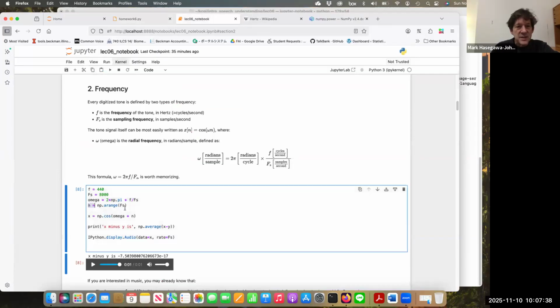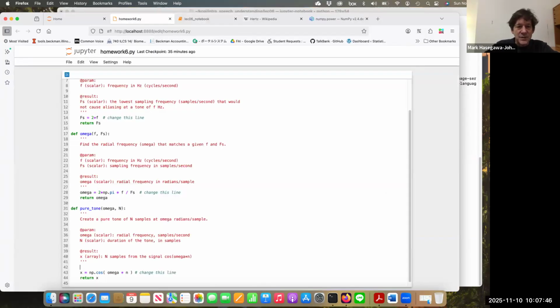Little n was numpy.arange capital Fs, but now we don't want Fs samples. Now we want capital N samples. So n is equal to numpy.arange with a length of capital N samples. All right, that should be everything we need. Let's go check it out.